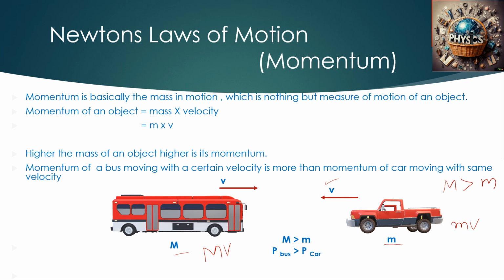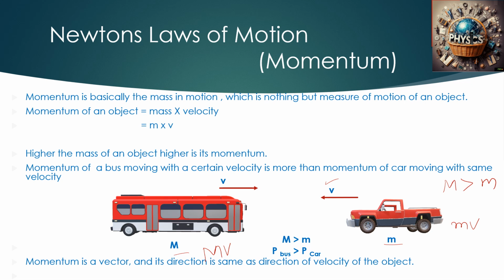So P bus is greater than P car. In this case, we are using P to denote the momentum. Again, momentum, as it is associated with the velocity, is a vector quantity, and the direction is the same as the direction of velocity of the object.